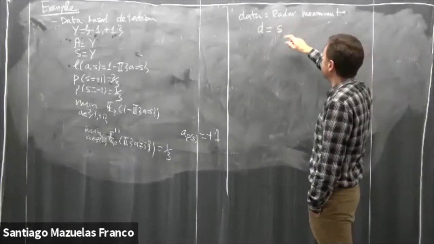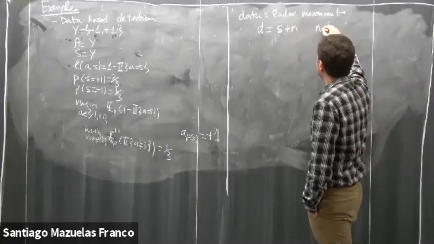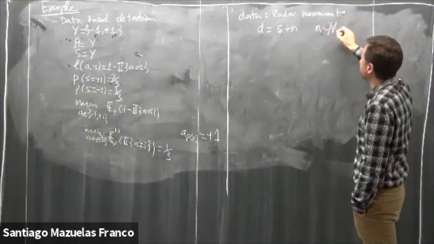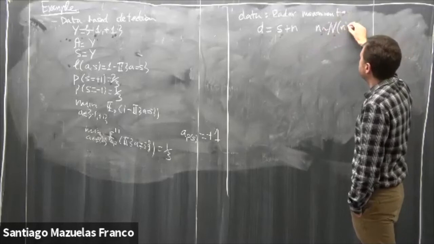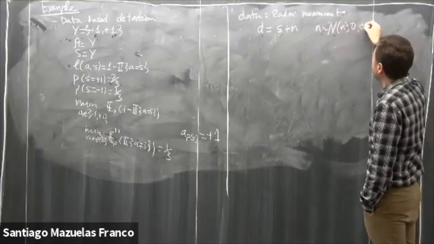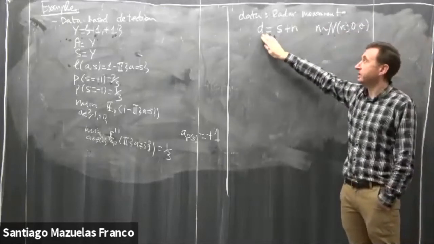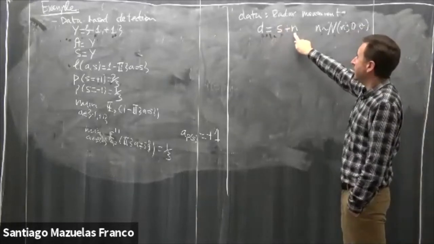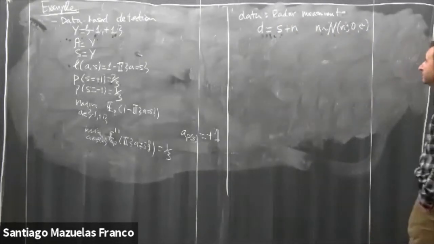But since the radar is not perfect, it has some noise, and this noise is a random variable that has a distribution. To make things easy, let's assume that it's a Gaussian distribution. The variable is n, the mean is going to be 0, and we have some standard deviation. Okay, so we can assume that the radar is going to give us a number with mean plus one or minus one, and then it will have some random noise that is going to be Gaussian distributed with zero mean.